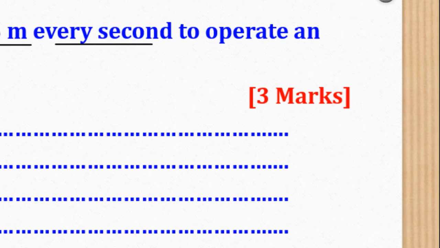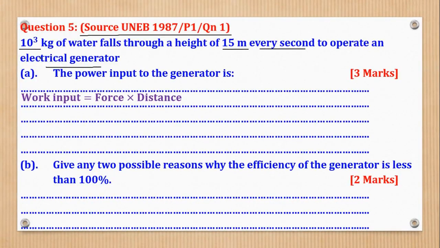So first of all, you have to get the work input, which is equal to force times distance, and that force will be equal to the weight. So weight is mg, where mass is 10,000 and g is 10. Then the distance was 15 meters, so you come and substitute there. And when I use the calculator, I'll come up with my work input as 1.5 exponent 5 joules.